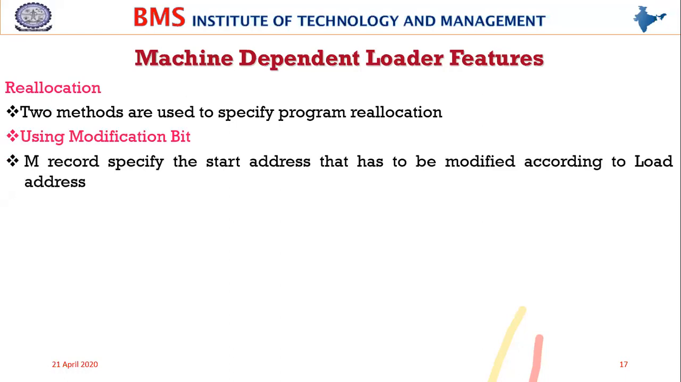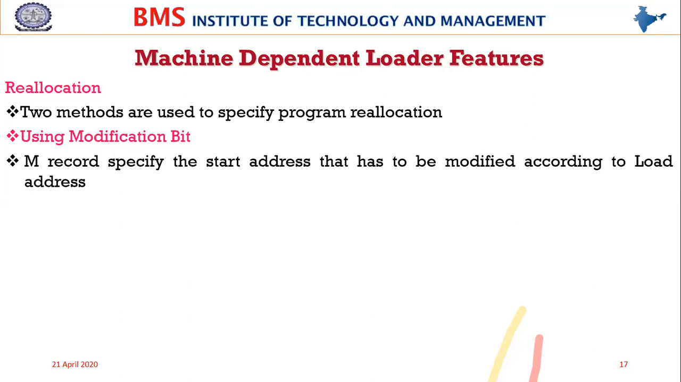One is by using the modification bit, which we were doing starting from our assemblers only. So the modification bit can only be applied for format 4 instructions or direct addressing. I have made it very clear. So wherever there are 20 bits of address in the SIC/XE machine, there we can use modification bits.